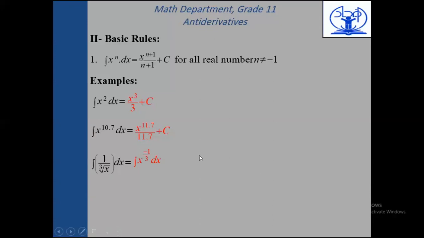I can apply the rule by adding 1 to the exponent and dividing by this, because minus 1/3 plus 1 will be 2/3, and you divide by 2 over 3. You can simplify your answer to be written as 3 over 2 cubic root x squared plus c. It's more elegant to write the answer like this.